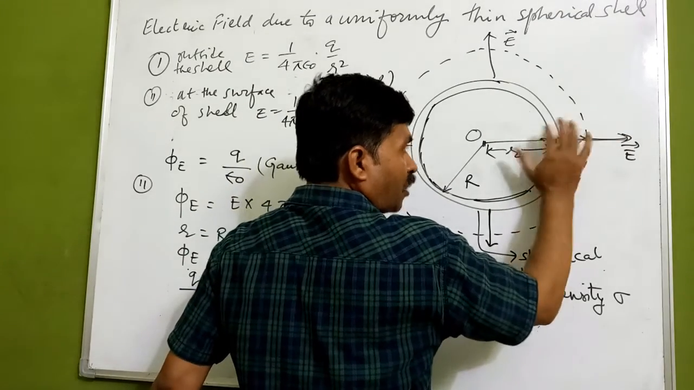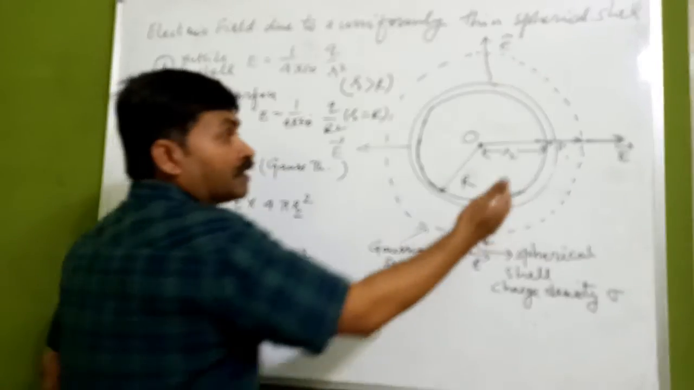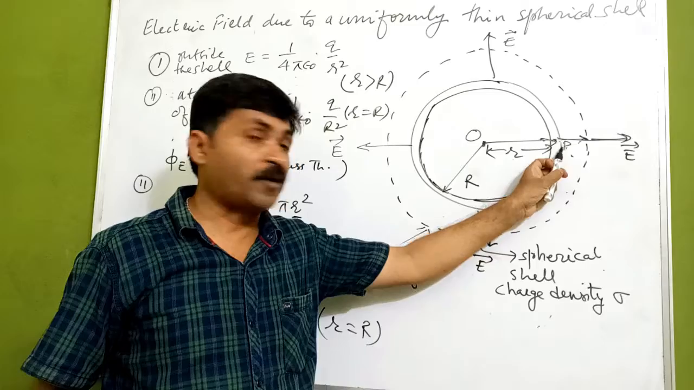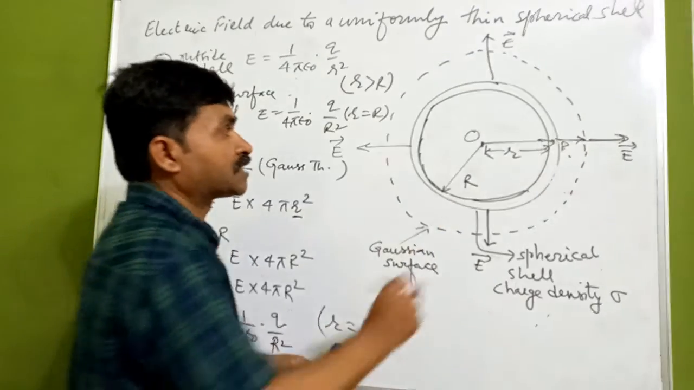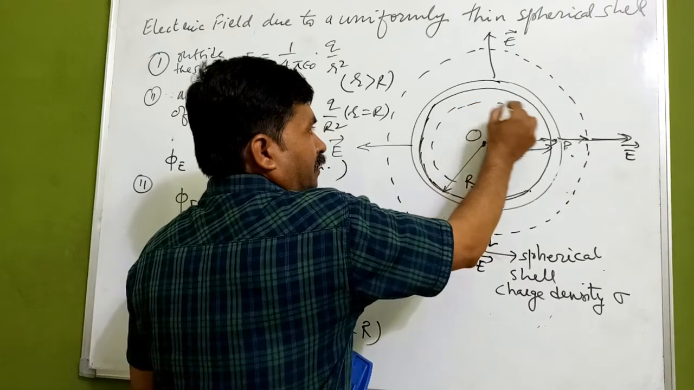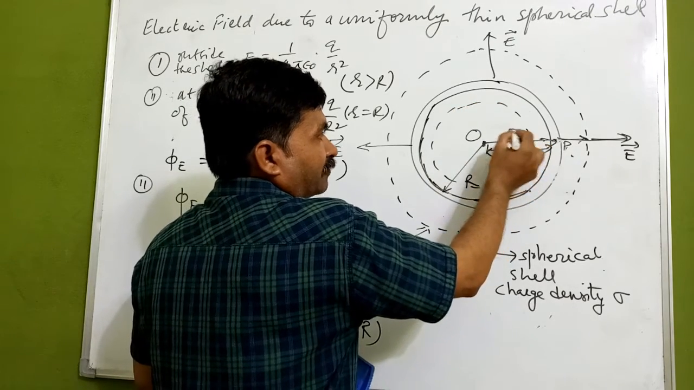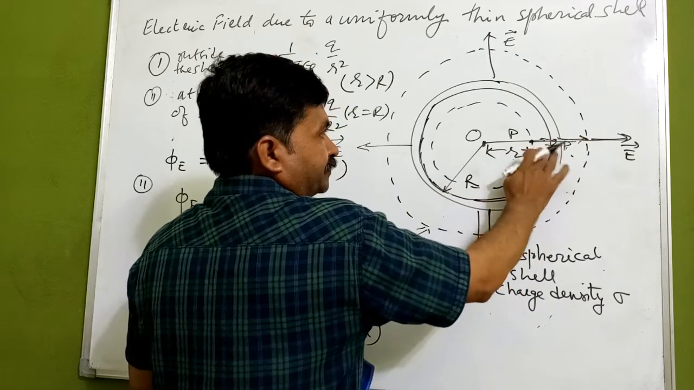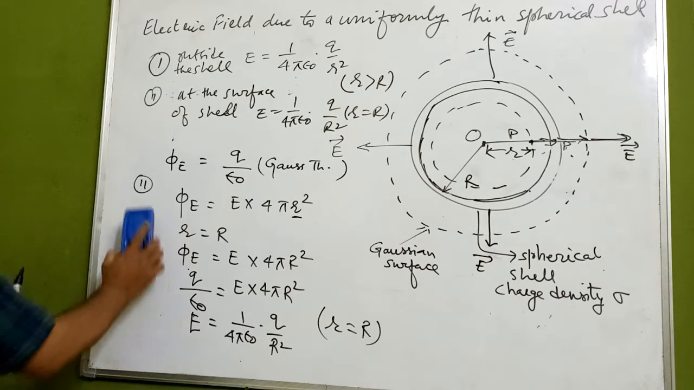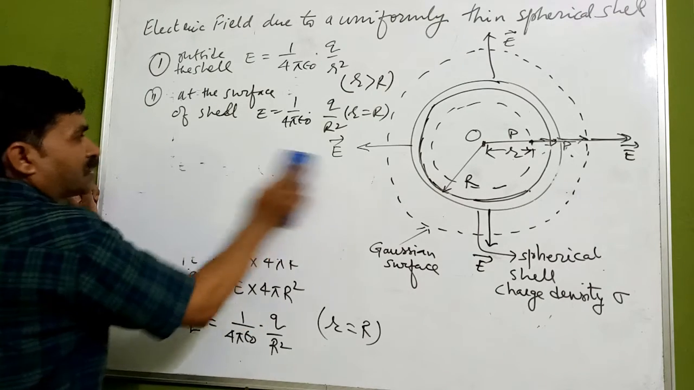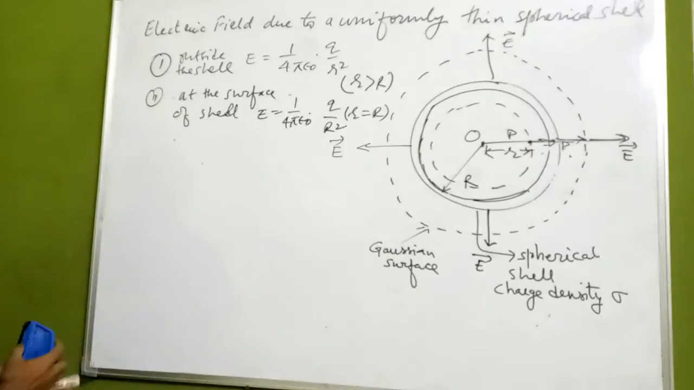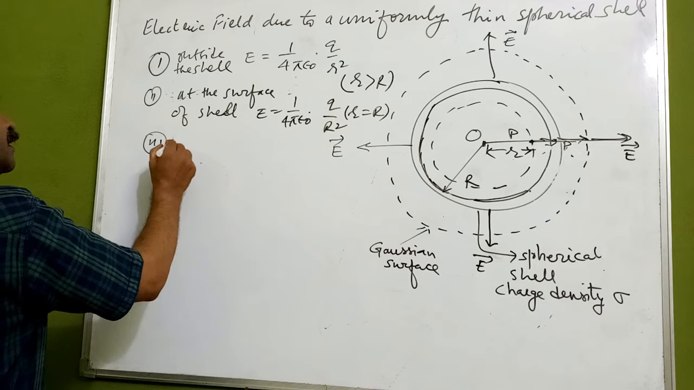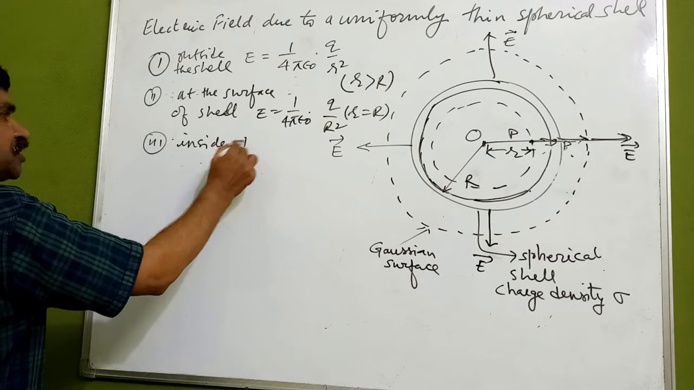Outside the surface, we have taken the Gaussian surface outside. Here we have taken it at the surface, at point P. Now we are going to discuss inside the surface. The third case: inside the surface, again we are taking the point P, and we are assuming this distance is R now. Now see here, this is the third case which we are going to discuss. So in the third case, inside the surface, inside the shell.